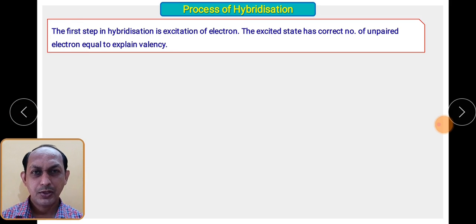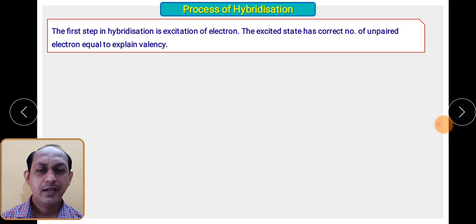Now we'll see what the process of hybridization is. Basically, when hybridization takes place, what exactly happens? The first step of hybridization is the excitation of electrons. The electrons are first present in the ground state. Once they are in the ground state, they get excited to a higher energy state, and in the excited state the paired electrons become unpaired. During the excitation the paired electrons get excited to a higher energy level and become unpaired, and that is equal to the valency of that particular atom.